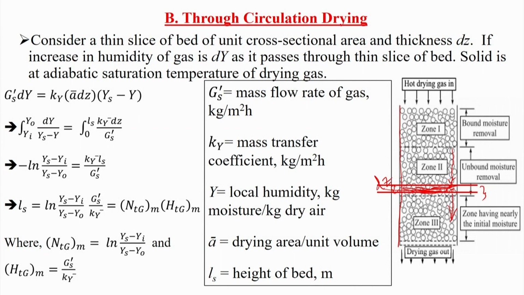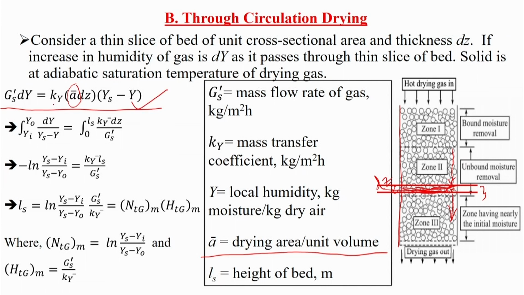Then for this slice we have Gs prime into dy is equal to ky into a prime into dz into (Ys minus Y), where a prime is the drying area per unit volume, dz is the thickness of the slice, Ys is the humidity of the solid, and Y is the local humidity at any point.